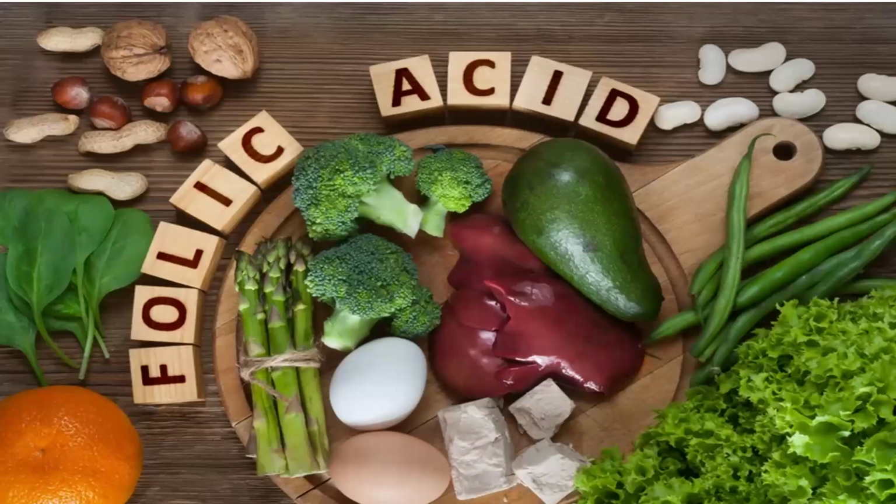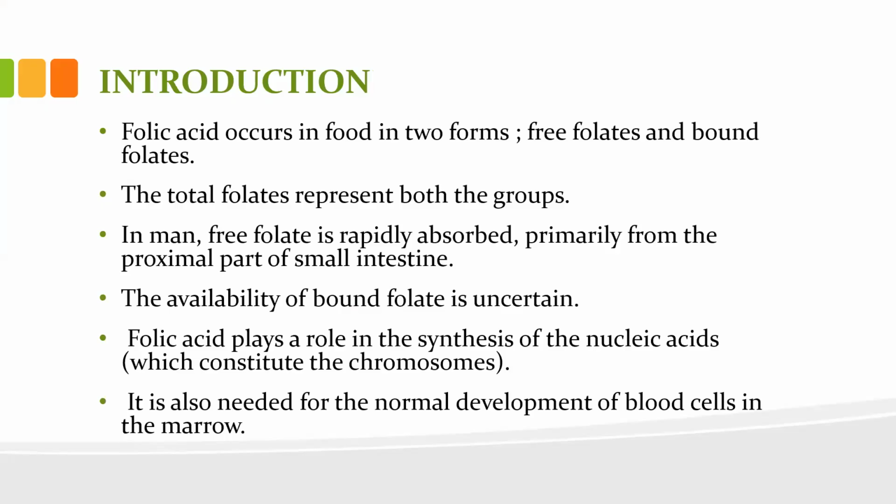The next important class of vitamin is folic acid. So folic acid occurs in food in the form of folate and bound folates. The total folates represent both the groups. In men, free folate is rapidly absorbed primarily from the proximal part of the small intestine. The availability of bound folate is uncertain.